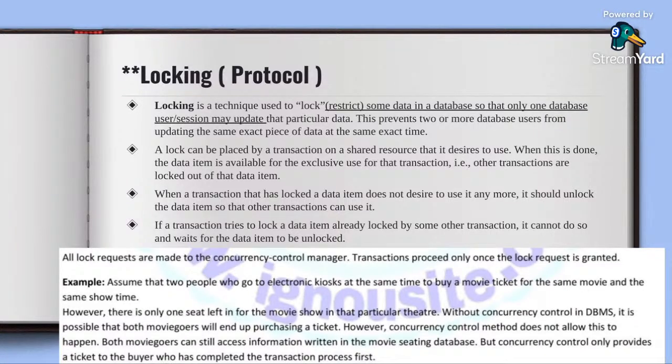Let's say on Book My Show, or the electronic kiosk. However, there's only one seat left for the movie show in that particular theater. Without concurrency control in a database management system, it is possible that both moviegoers will end up purchasing a ticket. However, the concurrency control manager method does not allow this to happen. Both moviegoers can still access the information written in the movie seating database, but the concurrency control manager will only provide a ticket to the buyer who has completed the transaction first.